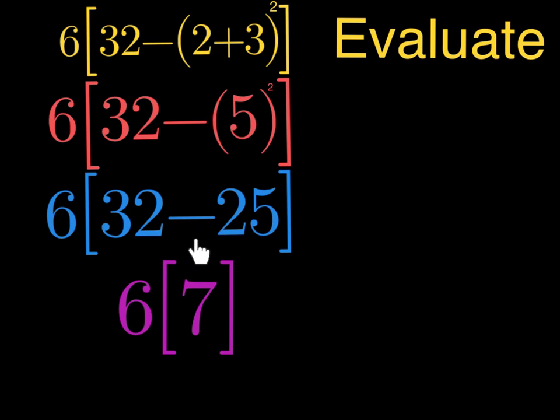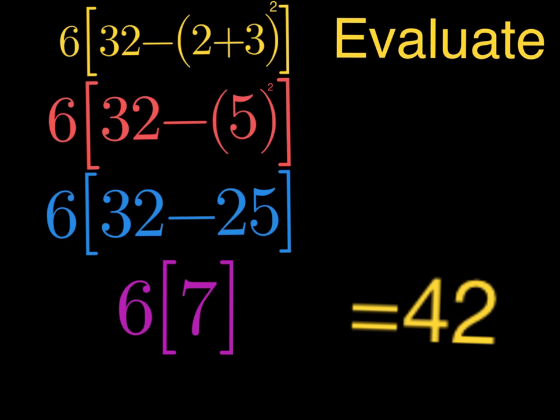32 minus 25, because it's in my brackets, which kind of serve as parentheses. I need to do that first. 32 minus 25 is 7. And then I have just 7 times 6. And when I do that, I should get an answer of 42. I realize that's kind of fast and furious, but the more you do something, the more you practice it, the better you'll get at it.